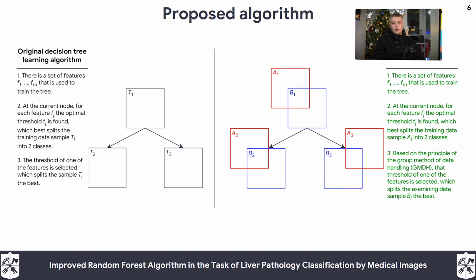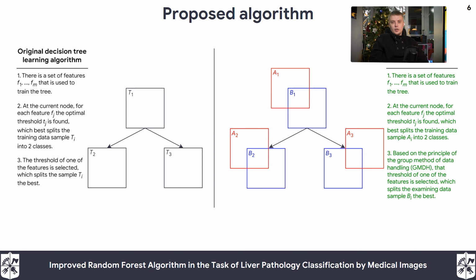The traditional variant of decision tree training uses a single training data sample on which the best thresholds of informative features are selected, thus forming tree nodes. In our variant, it was decided to use the principle of the group method of data handling, by which tree training is performed on two data samples simultaneously. In the first sample, the optimal thresholds of the features are found, and in the second sample, the threshold of one of the best features is selected, which gives the best classification result. Because of this manipulation, we obtain a tree of optimal complexity.